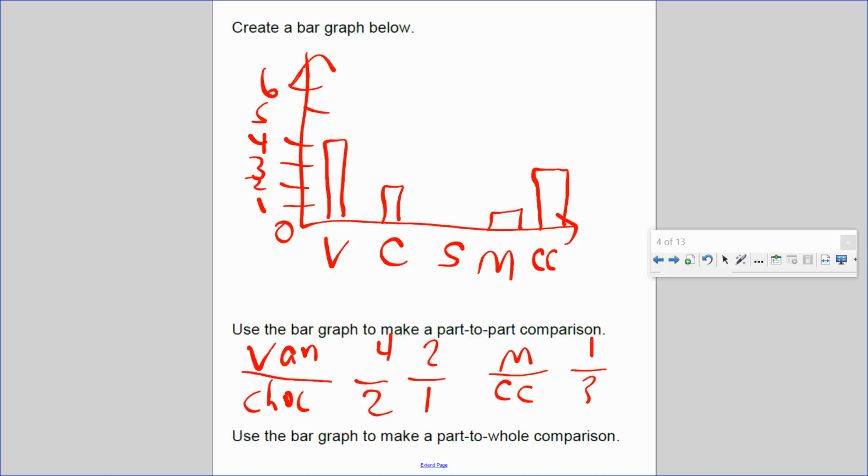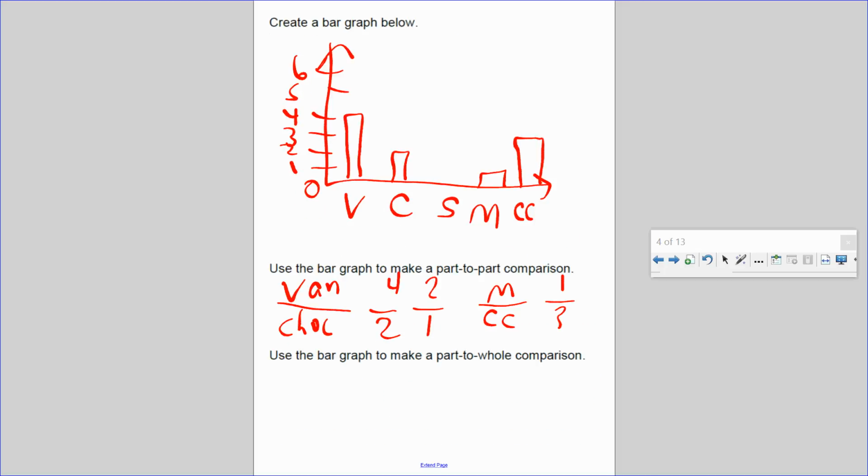Last but not least, use the bar graph to make a part-to-whole comparison. What if I want to compare mint to the total number of people in the survey? One person chose mint. If you count 4, 5, 6, 7, 8, 9, that's 10 people in total. For every 10 people, one person will choose mint. What about cookies and cream to the total? 3 people, 1, 2, 3, chose cookies and cream out of the 10 people. What we just did is look at a bar graph and interpret the data using part-to-part and part-to-whole comparisons.